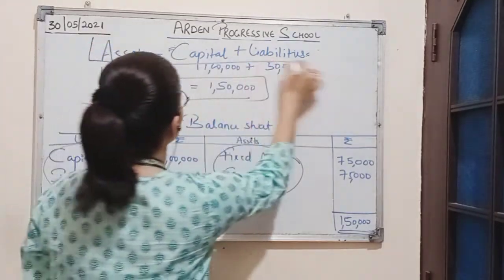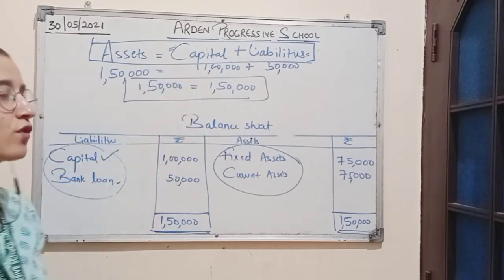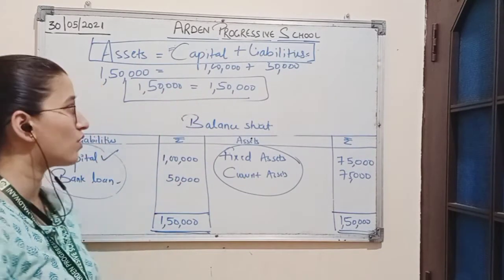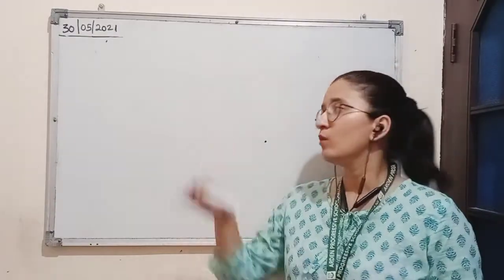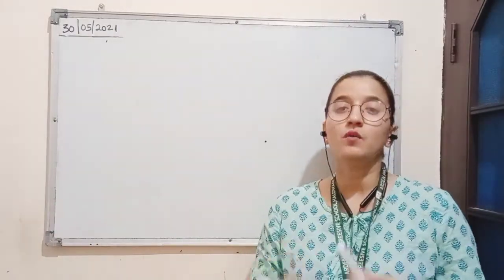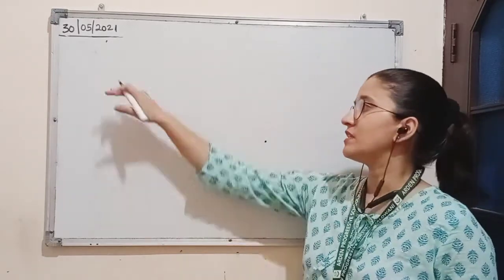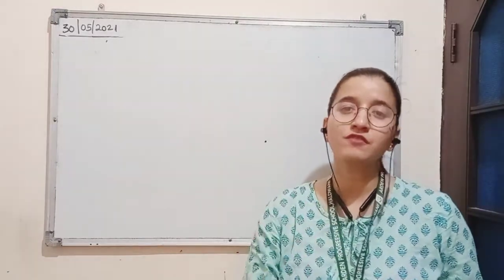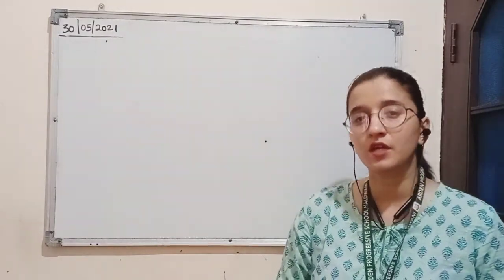With this equation, we will be solving the numerical question based on accounting equation. So before starting the numerical question, we'll understand with an example what the effect of the transaction on the accounting equation is. We'll see the effect of more than 5 or 6 transactions here. After that, we'll be solving the numerical question.